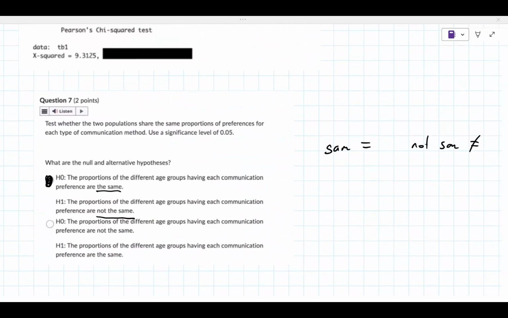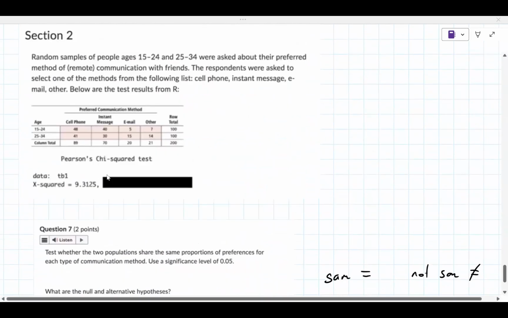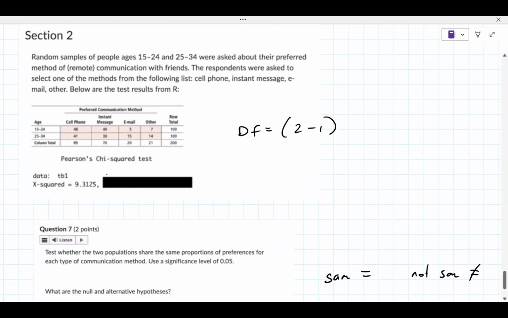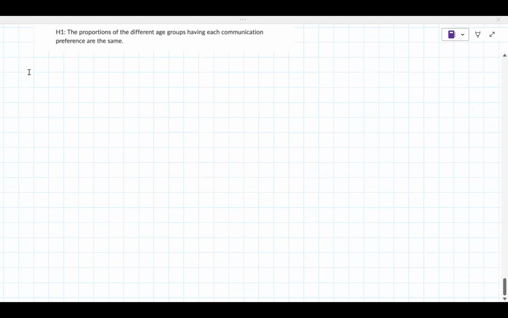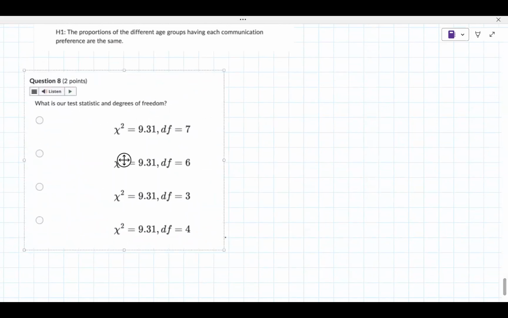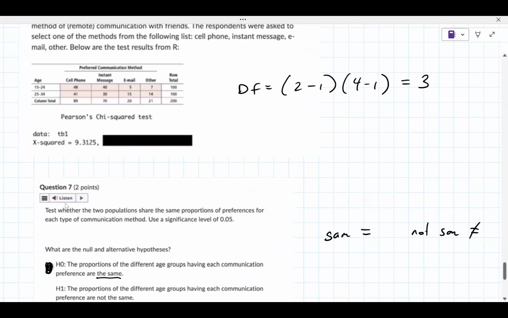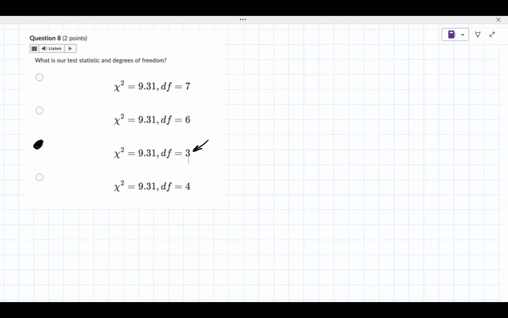Okay, if we go back up to this table here, the degrees of freedom is the rows minus 1. There are 2 rows times the number of columns minus 1. There are 4 columns minus 1. So the degrees of freedom is 1 times 3, which is 3. If you look at the answers for question 8, there's only one with the right degrees of freedom. That third one there. The 9.31 was given in our table here. So that's why that's correct.